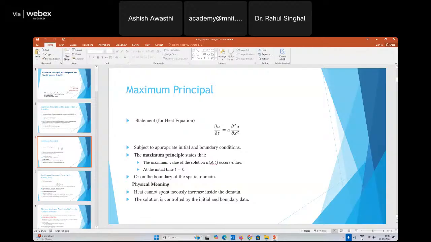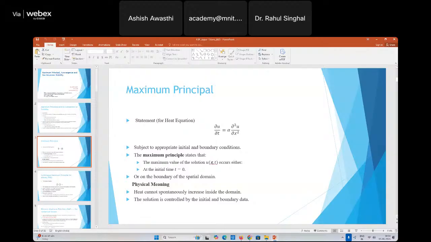What about the maximum principle? I'm telling it in a very short, clear-cut way: the maximum value of the solution, which here is U, the temperature if it is a heat equation, occurs either at the initial level, at time t equal to 0, defined through whatever initial condition is there, or on the boundary conditions.